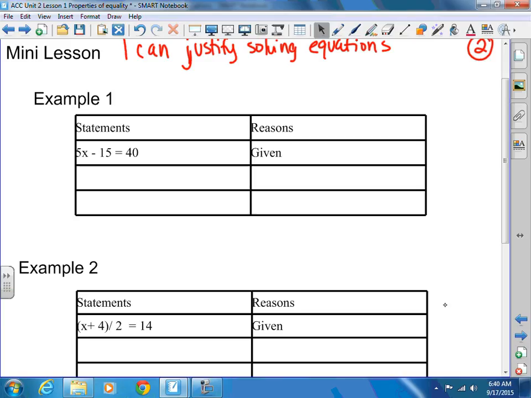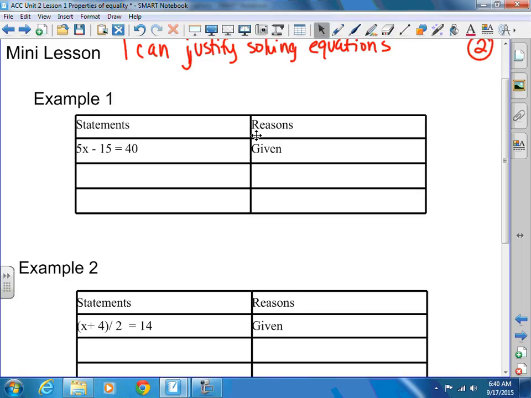Again, feel free to pause if you need more time. Let's look at example 1. We have 5x minus 15 equals 40. Now, this is called a 2-column proof. There's statements on the left. There's reasons on the right, okay?